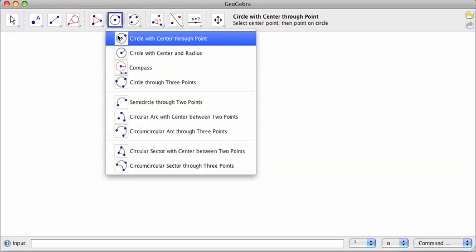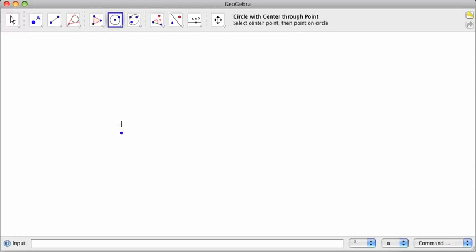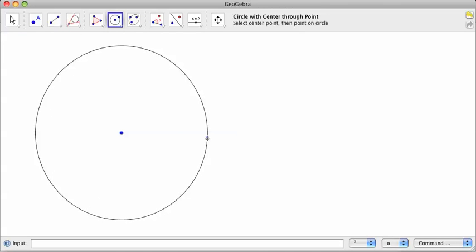And let's make a circle out of that point. So I click the circle tool, click the point to represent the center of my circle, and click another point to represent the radius, or how big around the circle needs to be.